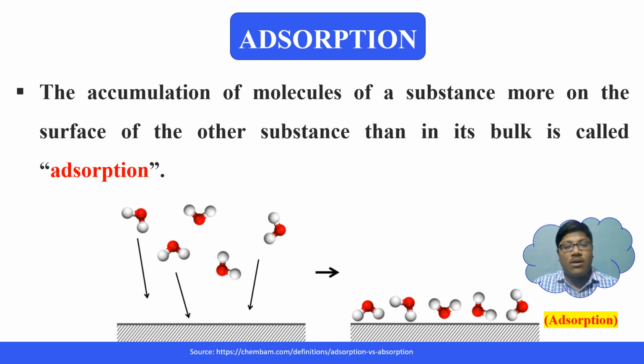What is adsorption? The process of accumulation, or we can say the concentration, of molecules of a substance more on the surface of another substance than in its bulk portion is called adsorption. From this picture, you can clearly see that these are gas molecules adsorbing on the solid surface of another substance. Here the gas molecules are accumulating more on the surface but not deep into the bulk. Hence it is termed adsorption.